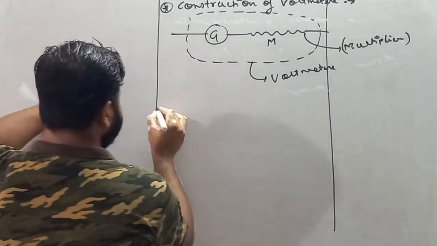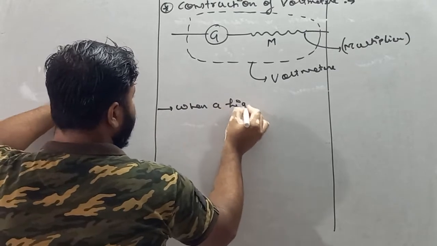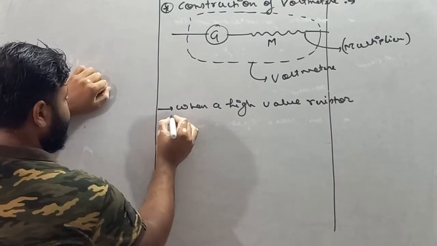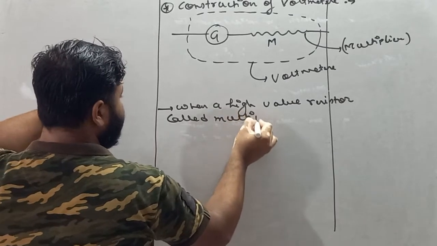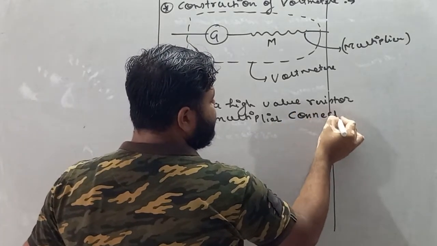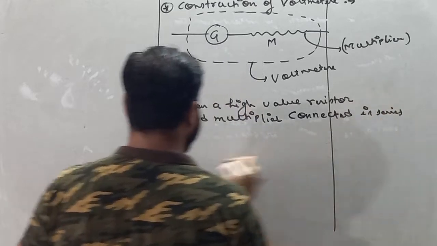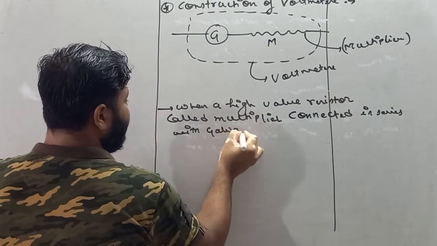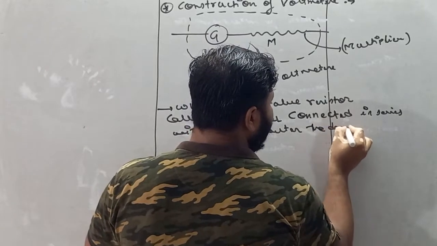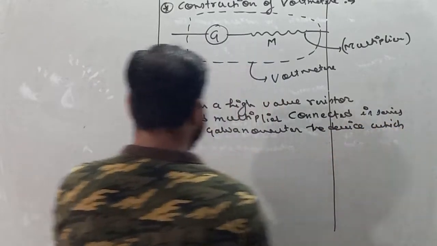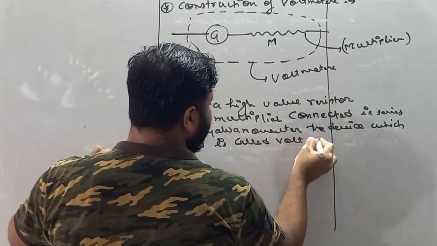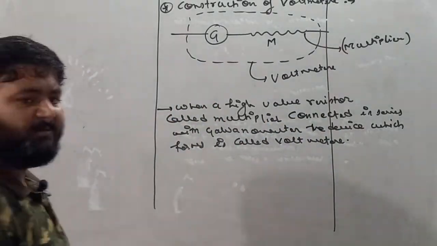So write down, when a high value resistor called multiplier is connected in series with galvanometer, the device which forms is called voltmeter.